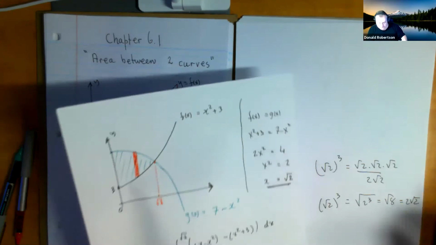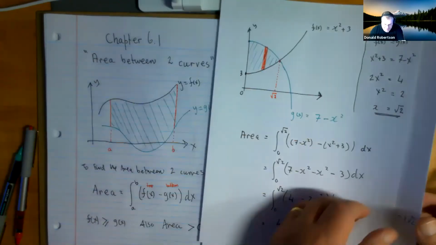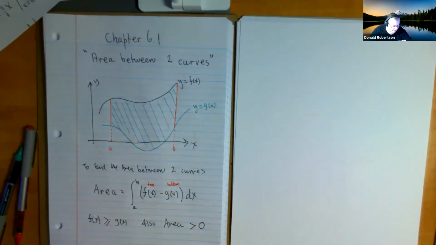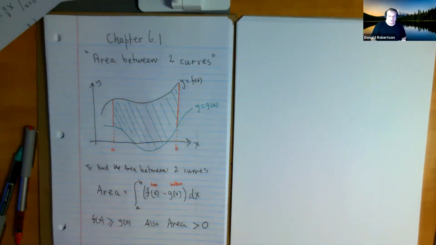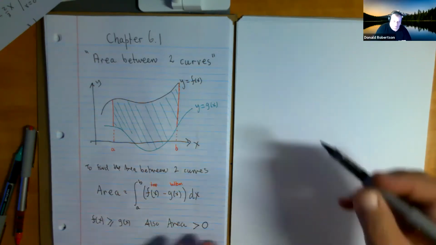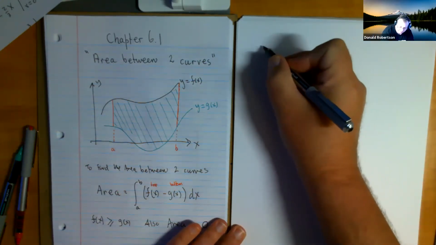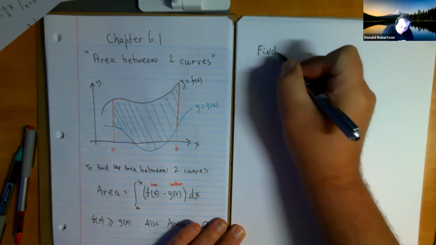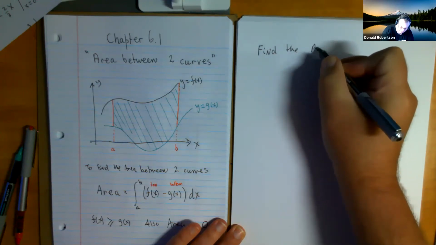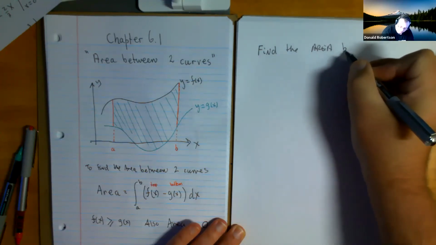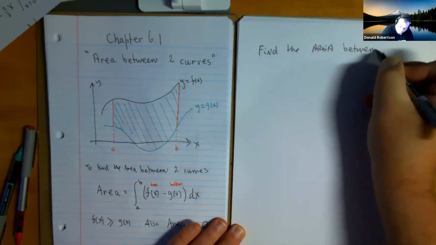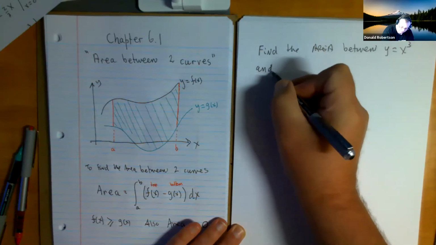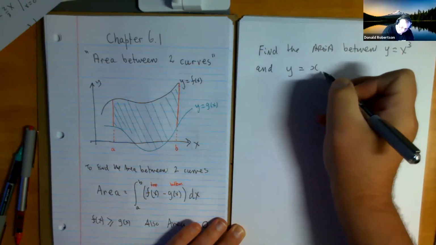Now, the first one I gave you had a nice picture, which certainly helps. I suggest that if there isn't a picture, you draw one anyway. So suppose we gave you this question. The question says, find the area between y equals x cubed and y equals x.